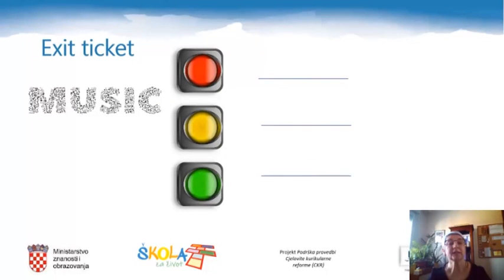Exit ticket is the last activity in this lesson. It's the traffic lights activity. Red light. Think about this lesson. Is there anything you didn't quite understand? Go back to the lesson or talk about it to your teacher. Write down what you didn't understand.